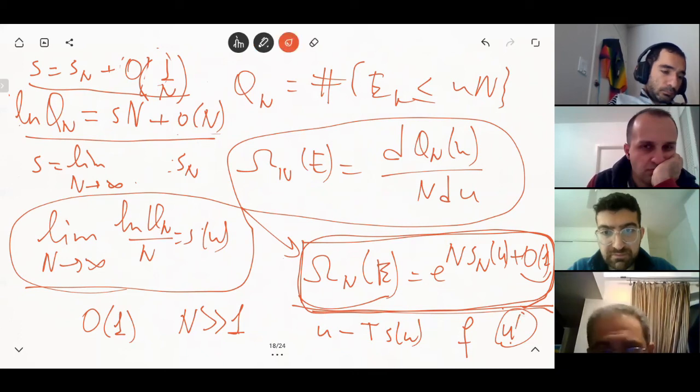Okay, yeah, it's clear. So it's about the asymptotic convergence of the canonical to microcanonical. Yes, how they converge. Yes, it's more about that.